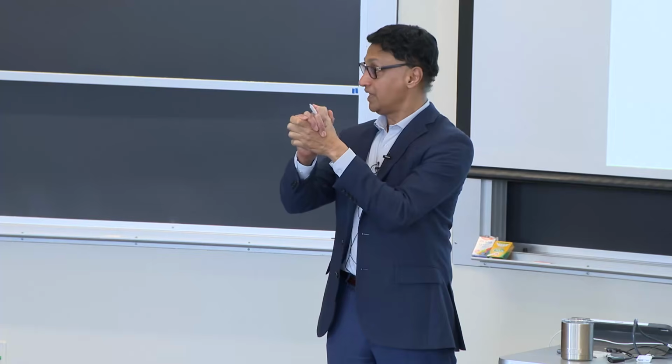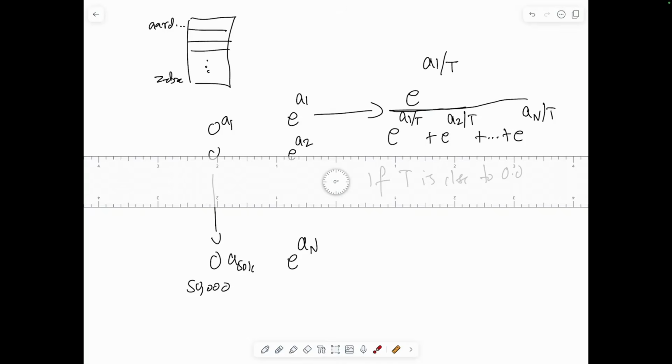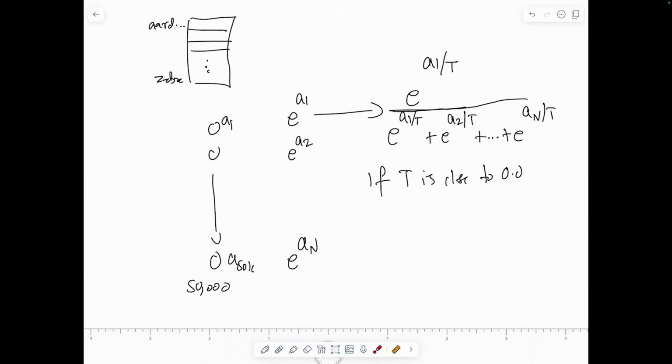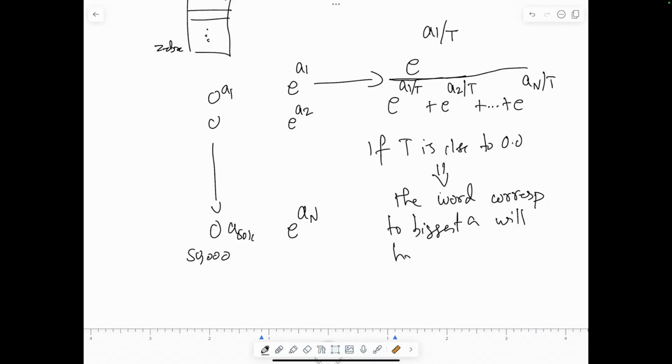Because you're taking a really big number and doing e raised to that number. So if T is close to 0, the word corresponding to the biggest A will have a probability of 1 or close to 1.